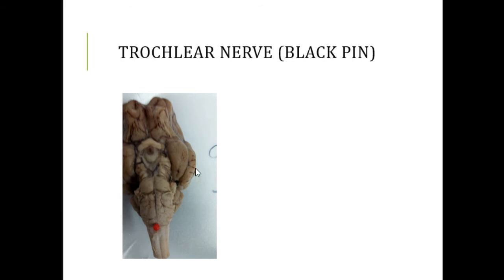And this is another identification of it. It's a little bit hard to see, so this is the medulla in the red pin. I know I'm going to use a red pen. But here is the black pin. It's right here. So it's a little bit hard to see, but this is where on both sides, technically, the trochlear nerve would be.